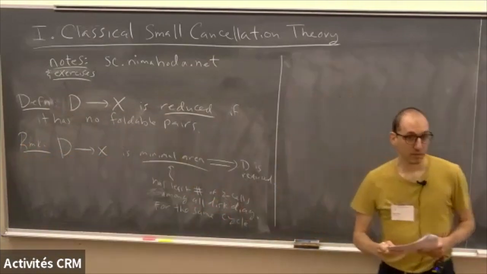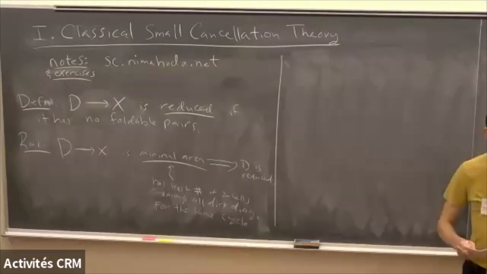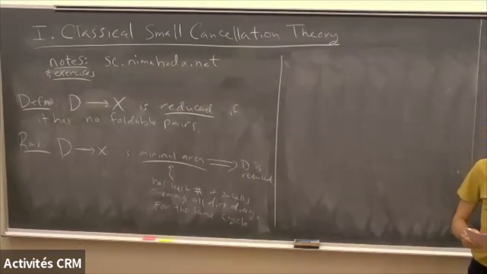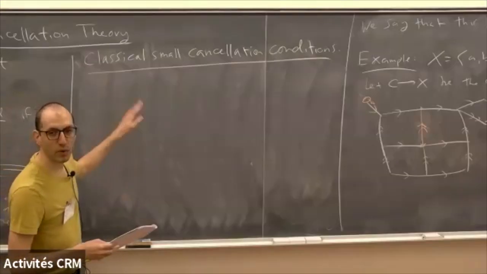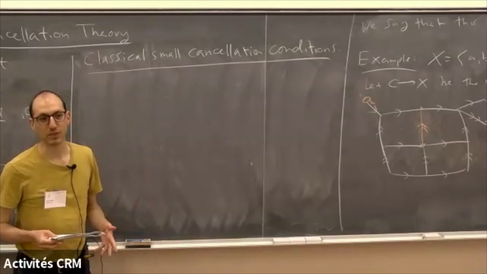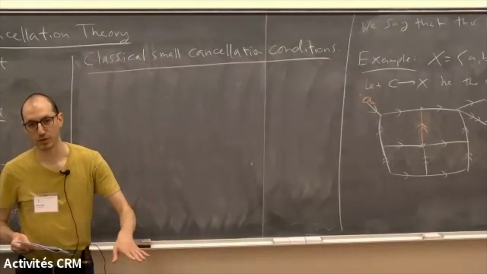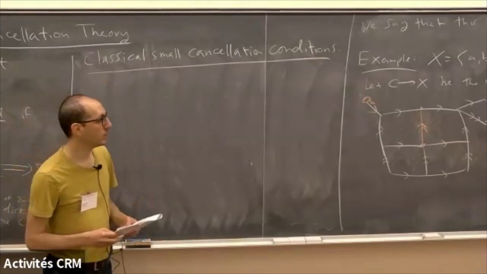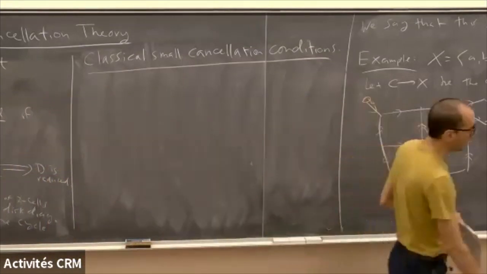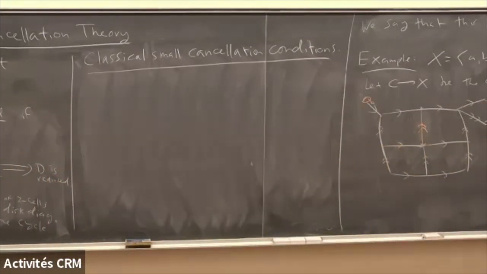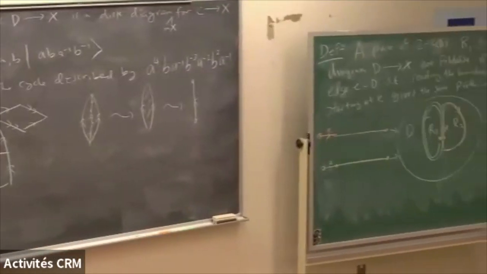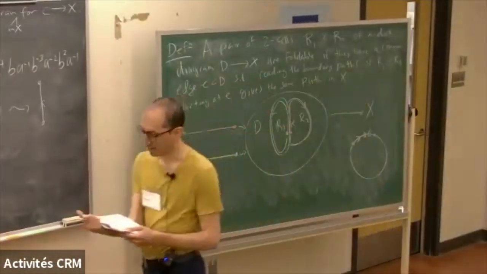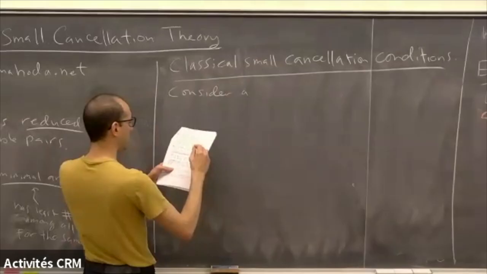Okay, so we're ready now to start talking about classical small cancellation conditions. From now on, we're going to assume that our two cell attaching maps are immersed. So our two cells are immersed. What that means is that along the attaching map of a two cell, we would not see something like that. Okay, the two cell attaching maps are locally injective.